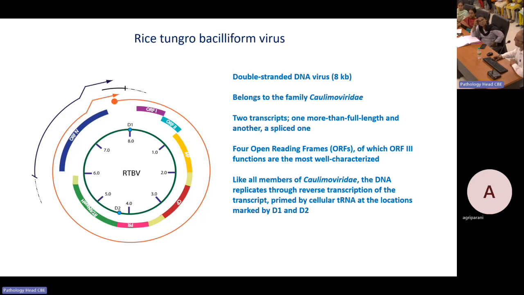So as I said, rice tungro bacilliform virus is a double-stranded DNA virus, about 8 kb, belonging to the family Caulimoviridae. The central green circle is the double-stranded DNA. And then you have the transcripts. There is a large orange transcript, which is more than unit length. This is a characteristic feature of almost all members of Caulimoviridae, including cauliflower mosaic virus, viruses infecting banana, and viruses infecting sugarcane. There are many. As I said, there are almost 100 species of Caulimoviridae viruses, and all of them have a similar type of arrangement.